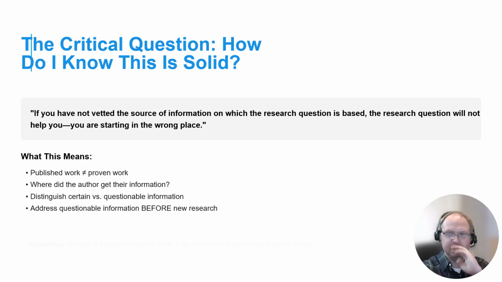All right, so number 6. The critical question: how do I know this is solid? A critical question beginners often miss is, how do I know my foundation is solid? I always advocate for drilling down to solid bedrock and building from there, as far as information reliability is concerned. If you haven't vetted the source of information on which the research question is based, the research question will not help you. You're starting in the wrong place.